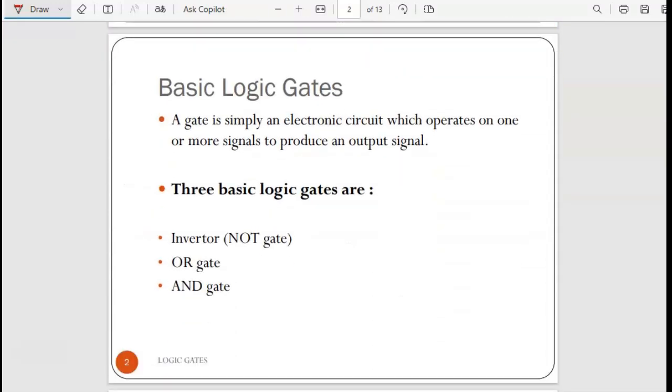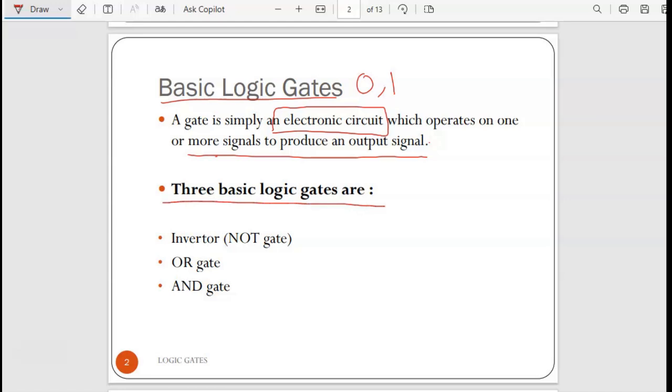So let us start with the basic logic gates. A gate is simply an electronic circuit which operates on one or more signals to produce an output signal. An electronic circuit is something which works with 0 and 1 values, and this will operate on one or more signals. You can input one signal or more signals to produce an output value.